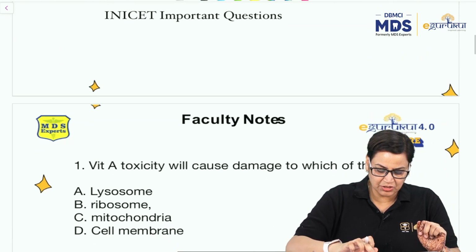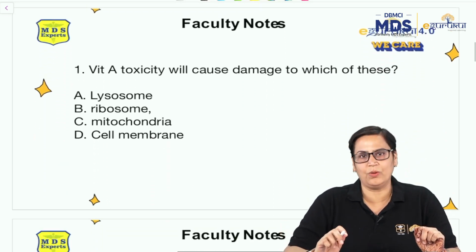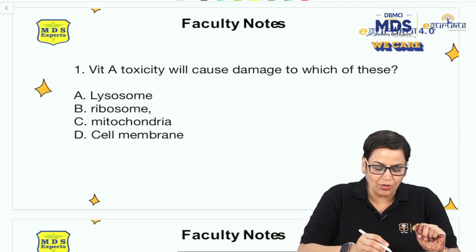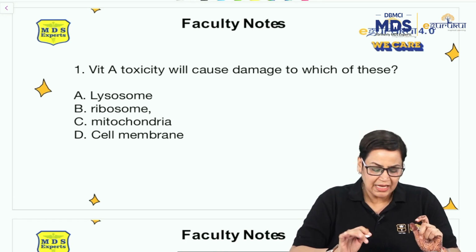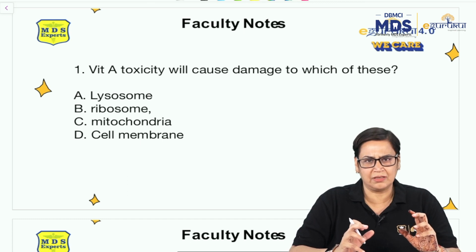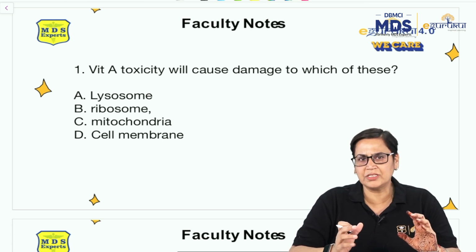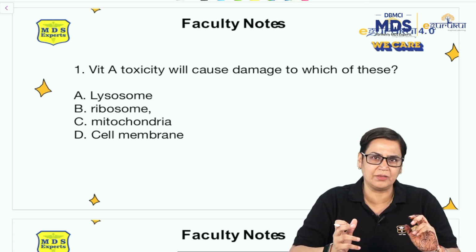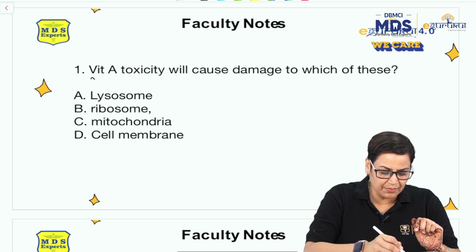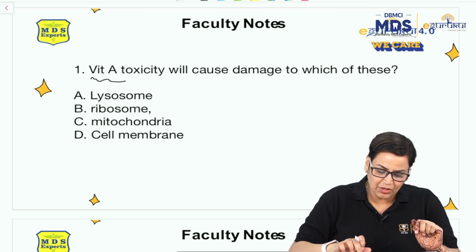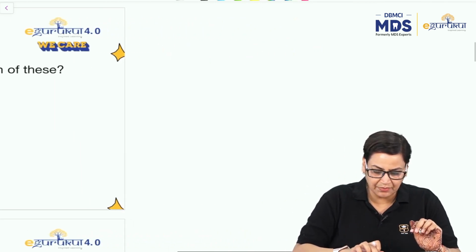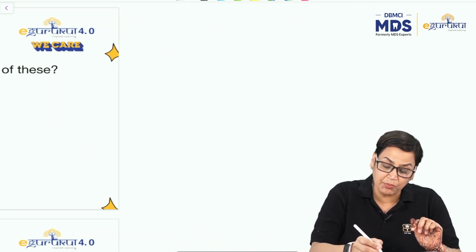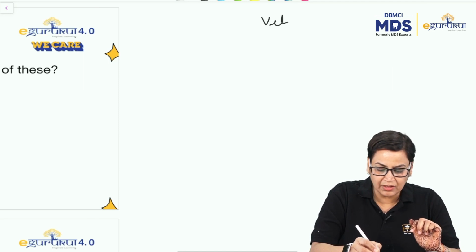Now see, first of all, let's see question number 1. Vitamin A toxicity will cause damage to which of these? Now, this is a very important question. As you all know the pattern of the questions, most of the questions have been asked on vitamins. Now, this question is about vitamin A. Before giving the answer to this question, let me just tell you what are the important points which can be asked on vitamin A.